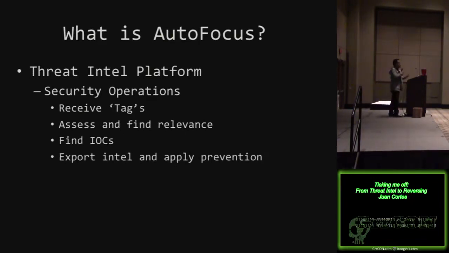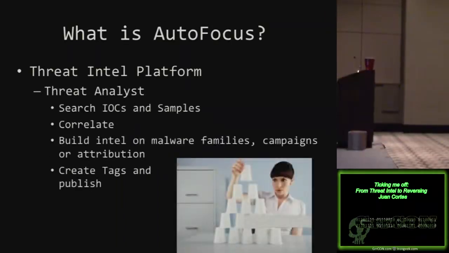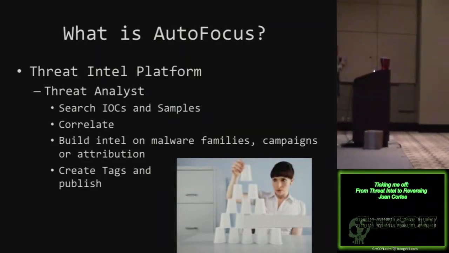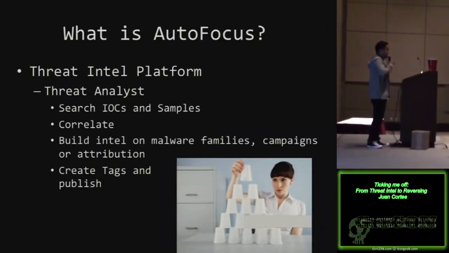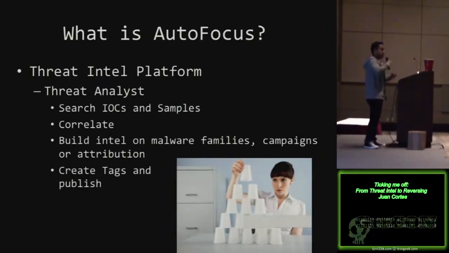AutoFocus is really focused on two groups. The security operations group receives these things called tags. Tags are just contextual meanings to your searches. You assess and find relevance to this intel, apply it to your infrastructure, and you're preventing things. The other is the threat analyst people: you search IOC samples, correlate all this data, and build intel on malware, attribution, campaigns, etc. You build these tags and intel, and you're good to go. That's sort of a threat intel analyst's job, what I feel like it is.